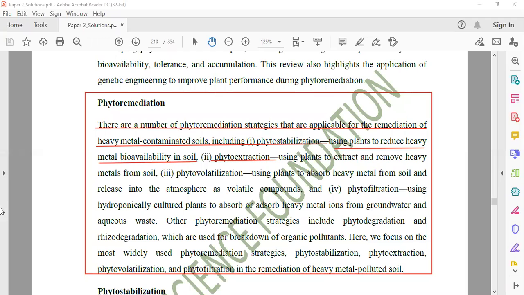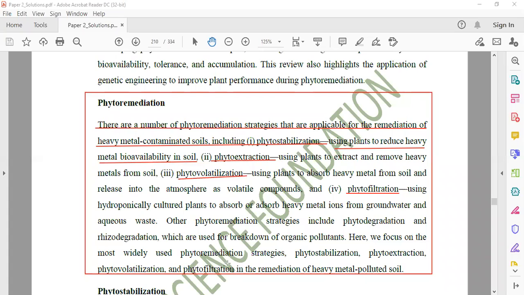Then phytoextraction, using the plant to extract or remove heavy metal from soil. Phytovolatilization, using the plant to absorb heavy metal from the soil and release it to the atmosphere. Then we have phytofiltration, using plants hydroponically, which is soilless culture, to absorb heavy metals from groundwater and aqueous waste. Other phytoremediation strategies include phytodegradation and rhizodegradation, which are used for breakdown of organic pollutants.